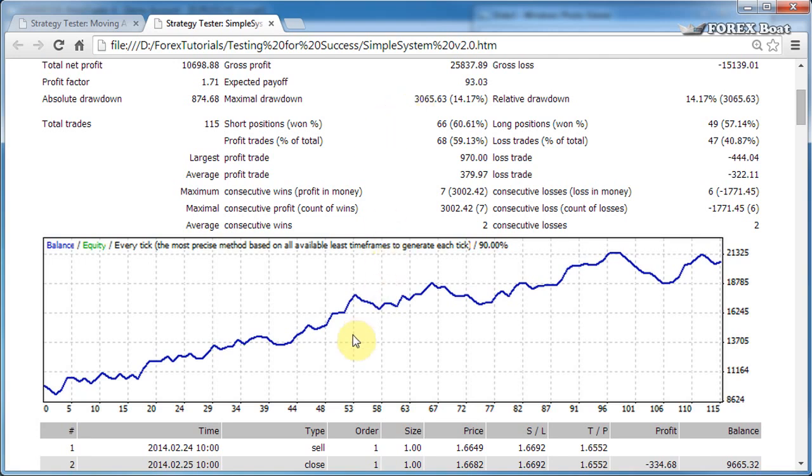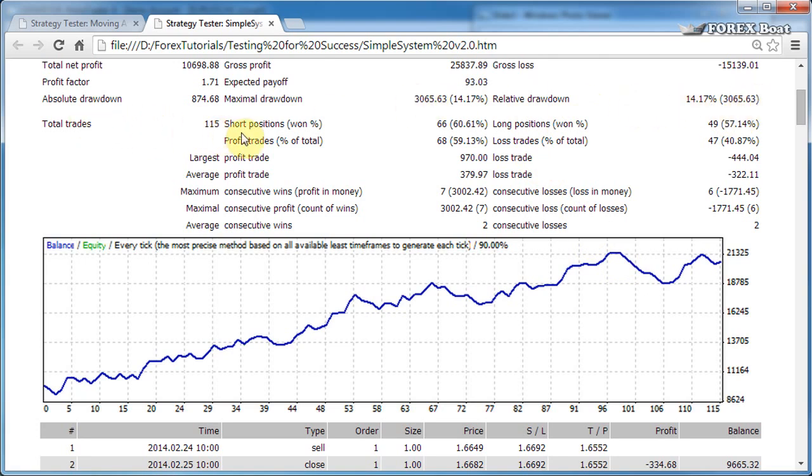So a drawdown is considered between the maximum in your balance curve and the consecutive minimum of your balance curve. So this, for example, is a drawdown. This is a drawdown. This is a drawdown, and this is a drawdown. And in this case, it appears that this is a maximum drawdown, and the total value of this drawdown was approximately $3,000, which represents 14% of the balance at the top of that peak. A relative drawdown is the same thing, but backwards.